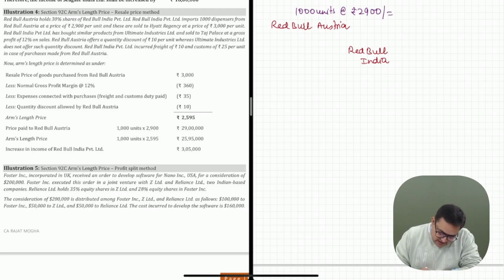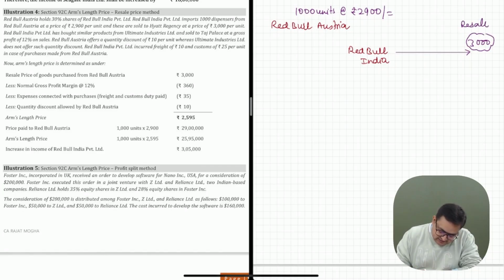And they are sold to Hyatt Regency at a rate of 3,000 per unit. So what Red Bull India is doing is purchasing it from Austria at 2,900 and selling it to Hyatt. They are selling it to the customers for how much? They are selling it for 3,000. So 3,000 is actually the resale price, right? It's a resale price.